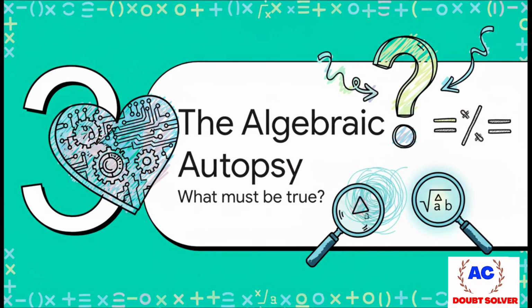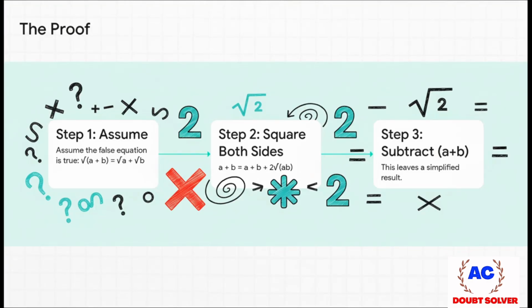To really get to the bottom of this mystery, we've got to do a little, let's call it an algebraic autopsy. Let's pretend for a second that our trap equation is true and see where that crazy idea leads us. Okay, let's walk through this. First, we just assume the thing we know is wrong is actually right. To make things easier and get rid of those pesky square roots, let's just square both sides of the equation. Now, the left side is easy, right? It just becomes a plus b, but the right side, that gets interesting. It becomes a plus b plus this extra little term, 2 times the square root of a times b.